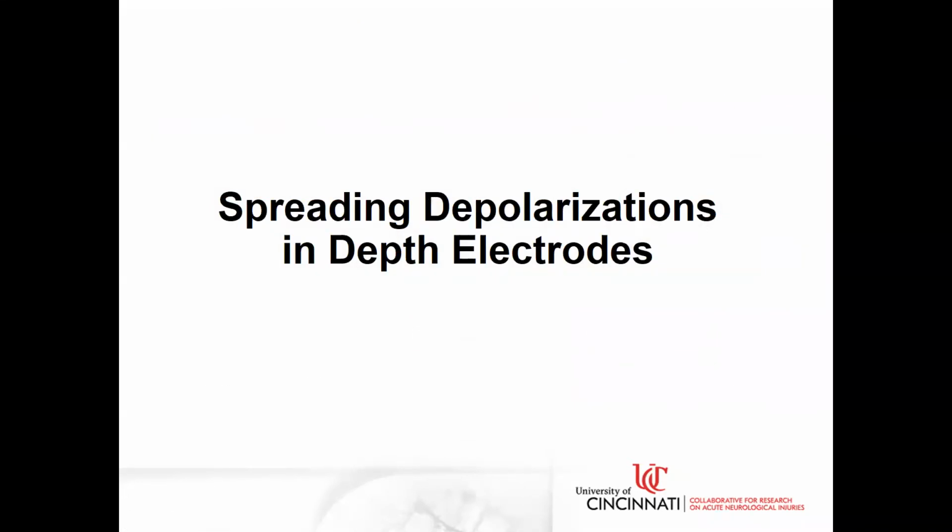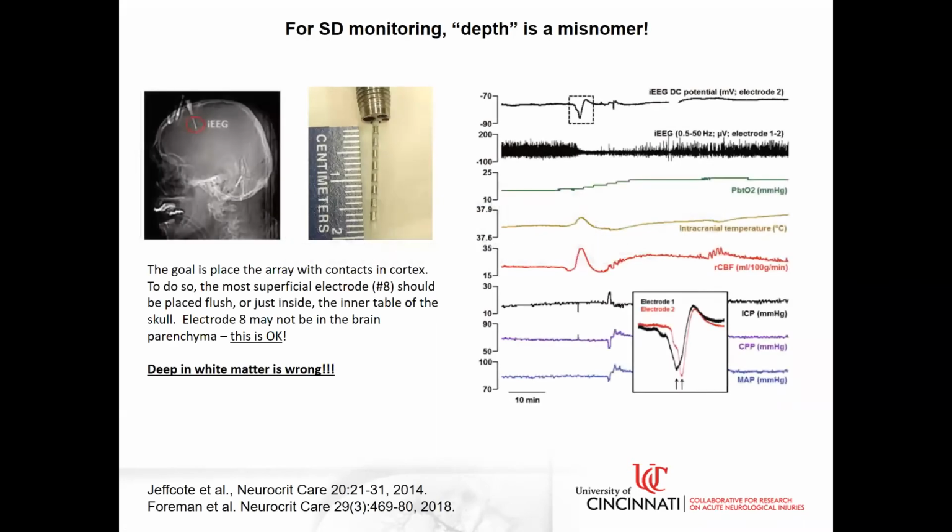So we can also record spreading depolarizations in depth using depth electrodes, and I just wanted to touch on this briefly. The first most important point is that depth is a little bit of a misnomer for spreading depolarization monitoring, because typically these electrode arrays placed in the brain tissue are targeted towards the white matter. But spreading depolarizations are a gray matter phenomenon. You're not going to record them in white matter.